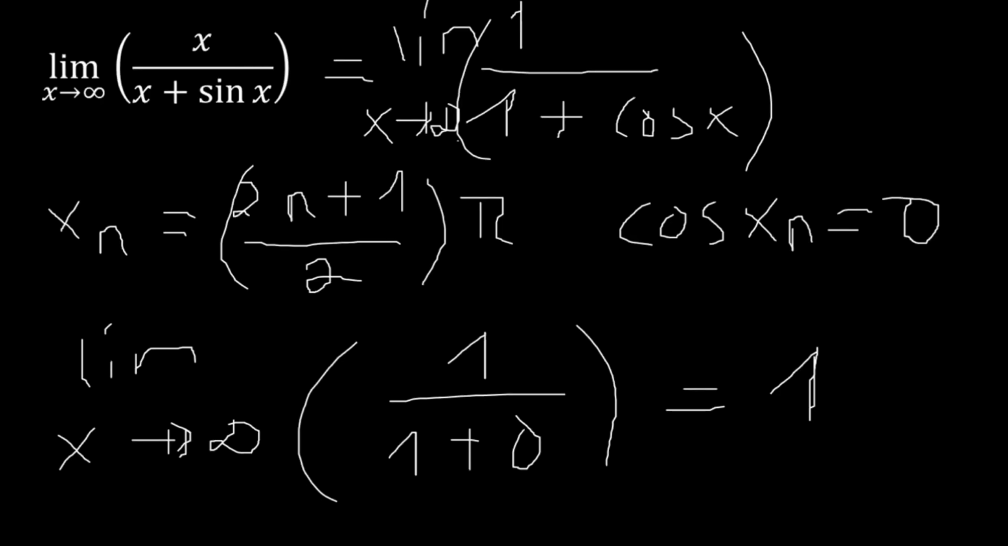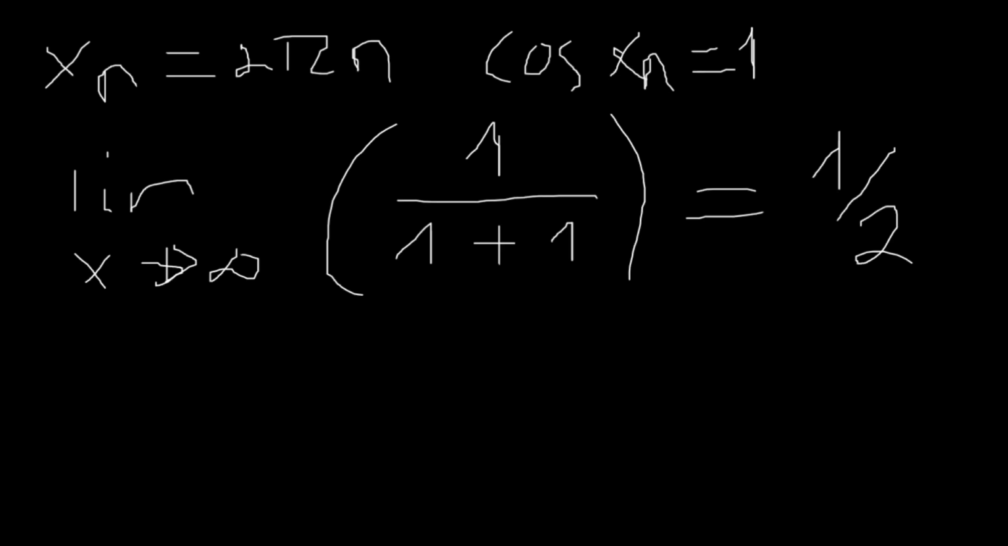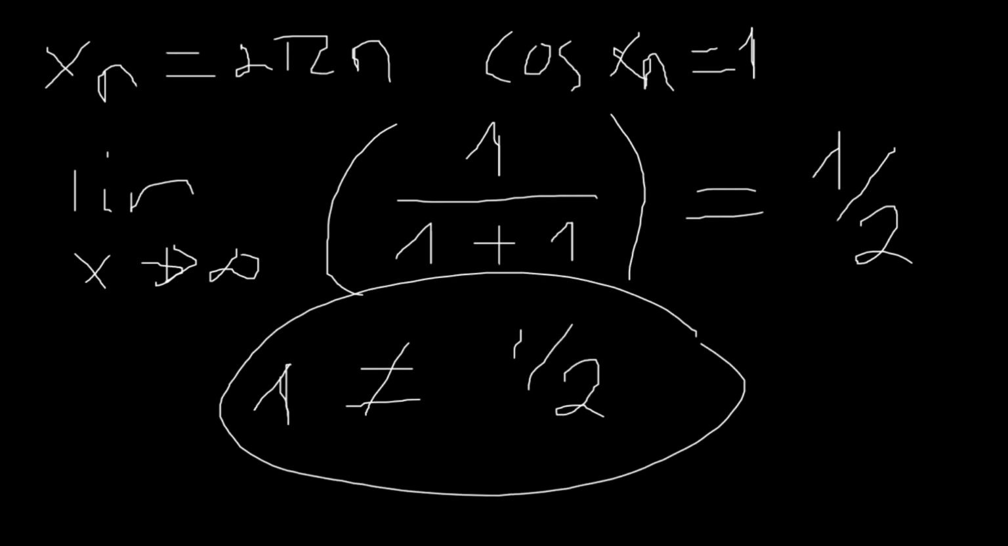Normally, in the first case, we have already a 1 as a limit. That might be the correct answer. But in the second case, you have a half. Hence, 1 is not equal to half. Hence, this limit from L'Hopital's rule does not exist. That is the basic conclusion. We conclude at this point, the limit does not exist.